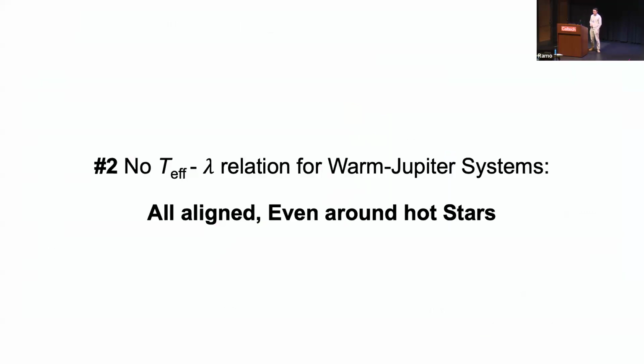You might be wondering about another question here. Since the stellar obliquity of the hot and warm Jupiter systems is extremely different, what about the temperature-lambda relation? What's the temperature-lambda relation for those single-star warm Jupiter systems? This is the second takeaway from this talk: single-star warm Jupiter systems tend to be aligned, even around hot stars.